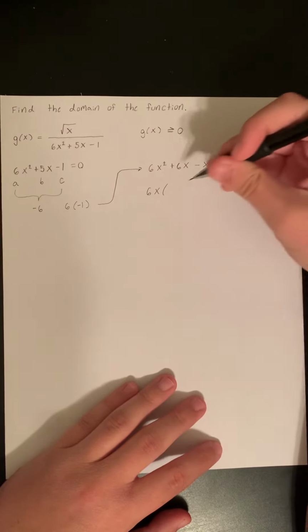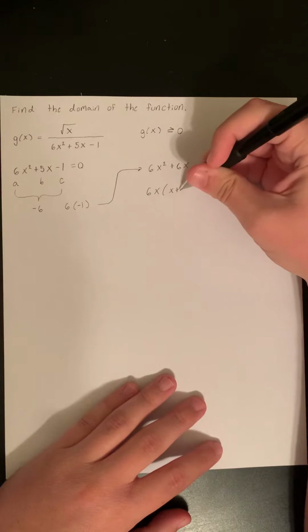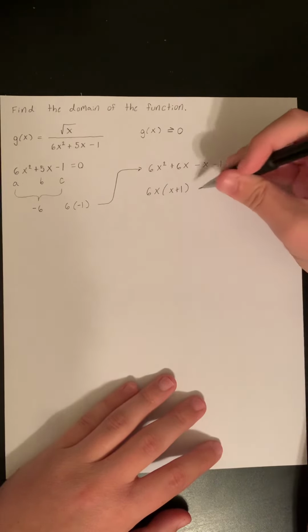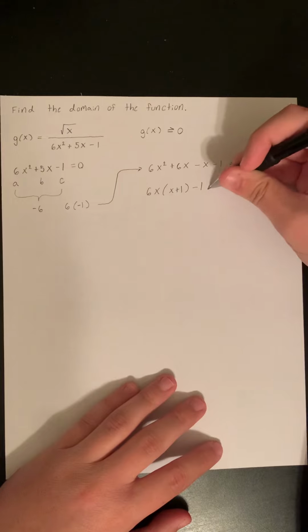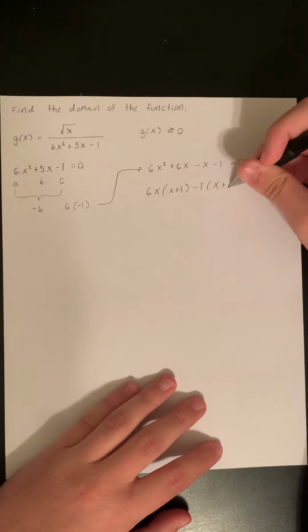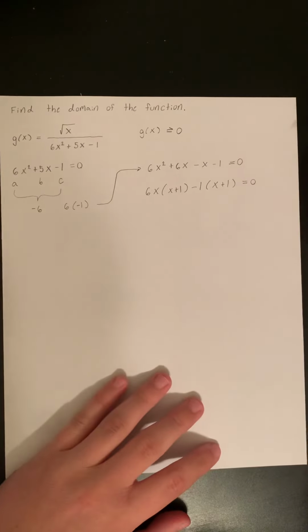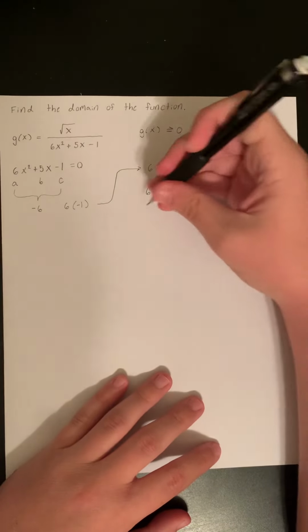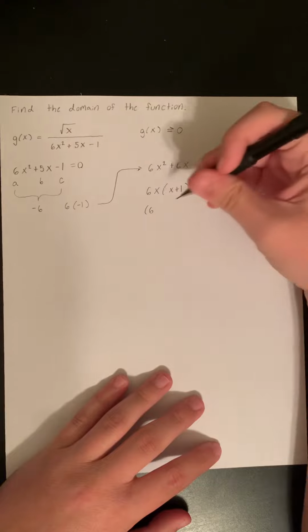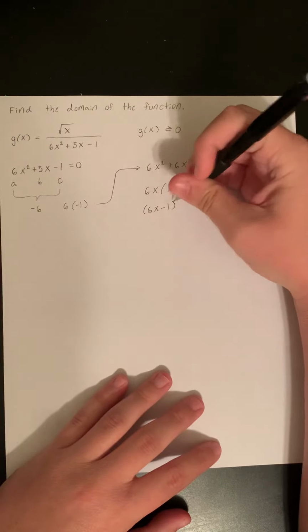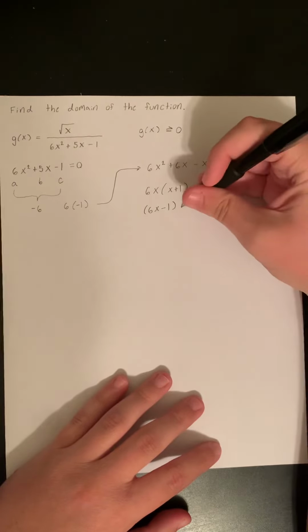And now we can rewrite what's left behind, which is x plus 1. And from here, we're going to go ahead and factor out a -1. And all we're left with is an x plus 1. And this is still equal to 0. So now we can finally just combine these two terms, being the 6x and the -1, and these two terms, which are the same, x plus 1.